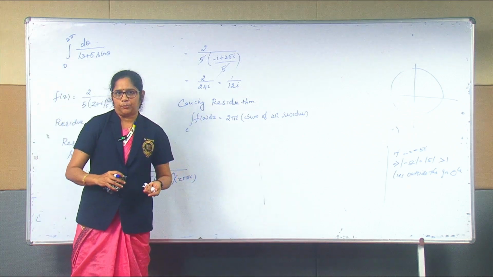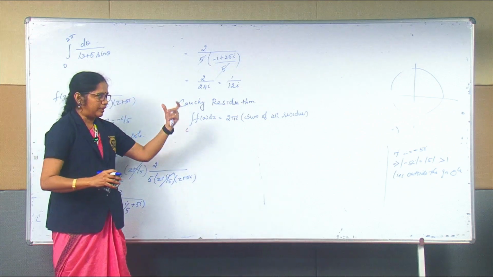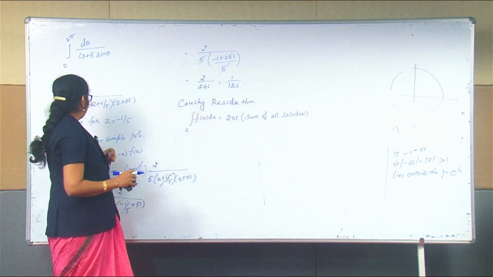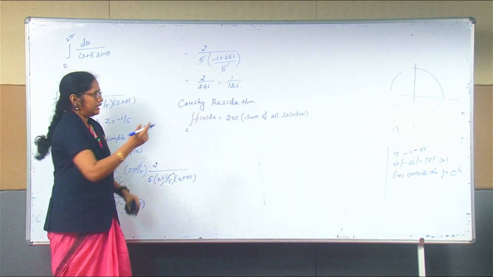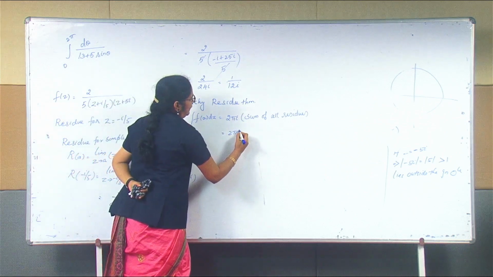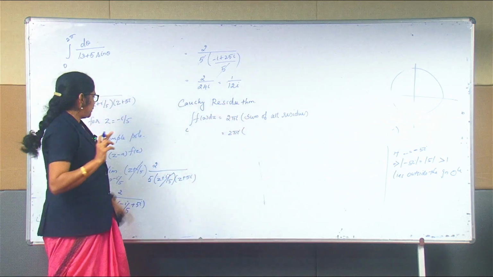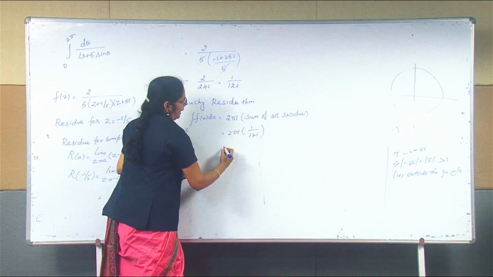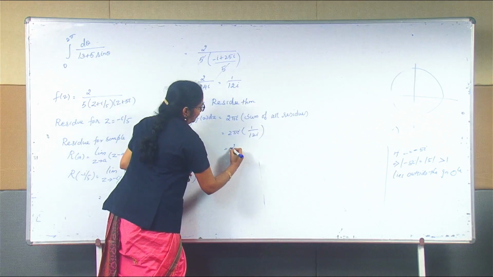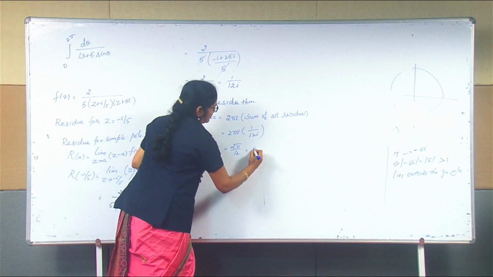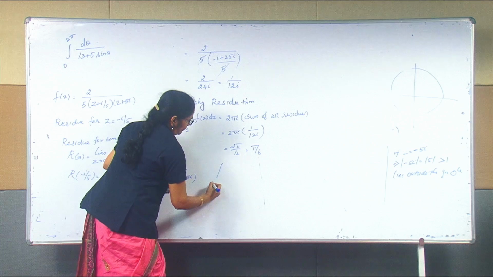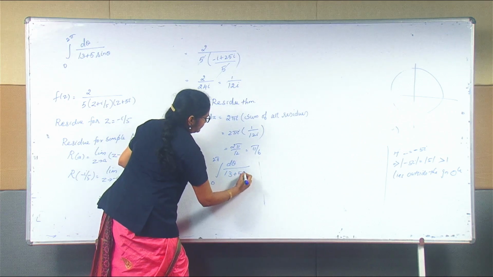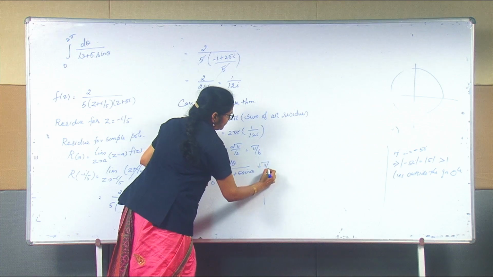Suppose you are having more than 2 points, you need to check how many points lie inside. Accordingly, you have to find out those residues. After that, we have to add everything. So here 2 pi i into, since we are having only one residue point, we need to replace it here, so 1 by 12i. So here i is getting cancelled. So we are getting 2 pi by 12, which is pi by 6. So that integral 0 to 2 pi d theta by 13 plus 5 sine theta is pi by 6.